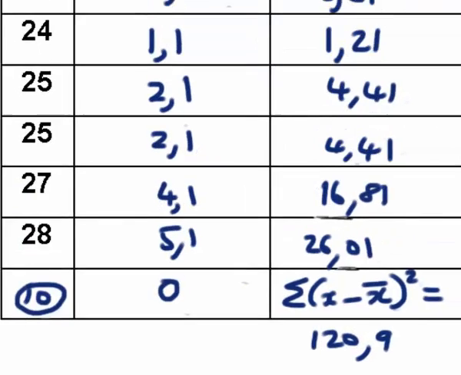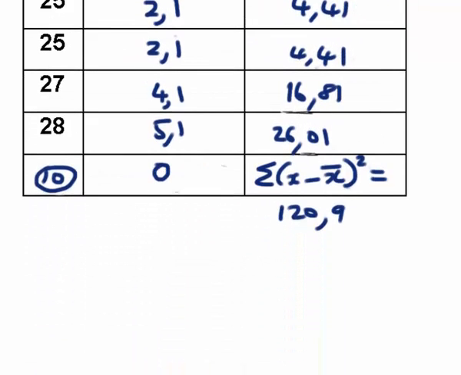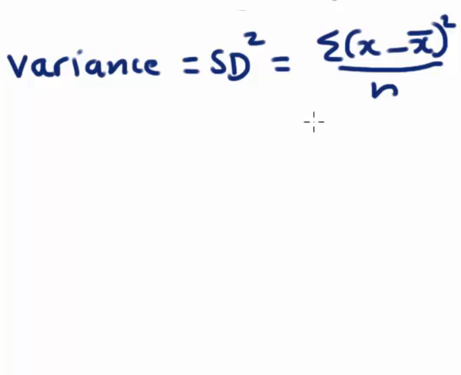If you add them all up, I'm not going to do it, but if you say 34,81 plus 24,0 and so on, you're going to get 120,9. Now, if you remember from earlier years, we looked at the variance. The variance is actually the standard deviation squared, which is the sum of all those squared numbers divided by the number of scores.